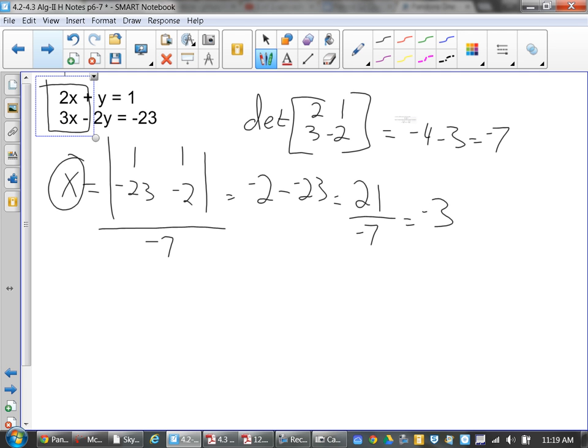All I'm doing is replacing. When I go to solve for y, I take the solution column and I replace the y column in the original matrix. I write 1 and -23, and in the x column, I put back in the original two values, 2 and 3. What do you think I'm going to divide it by? I'm always going to divide it by the original determinant. It is a very efficient, quick way of doing things.